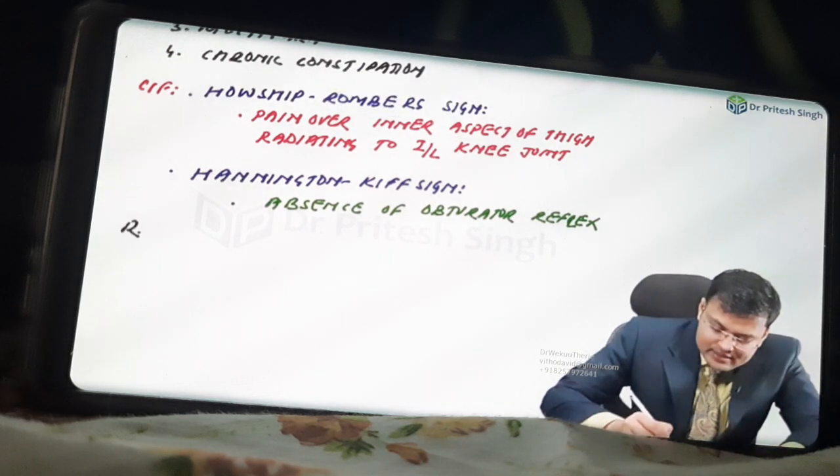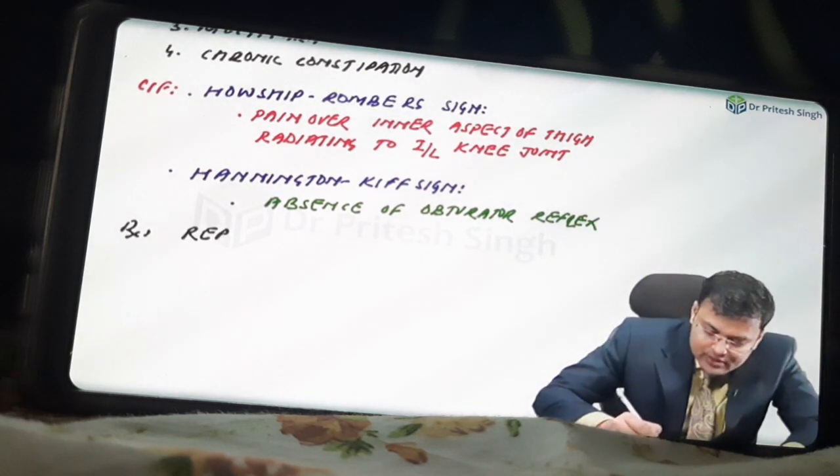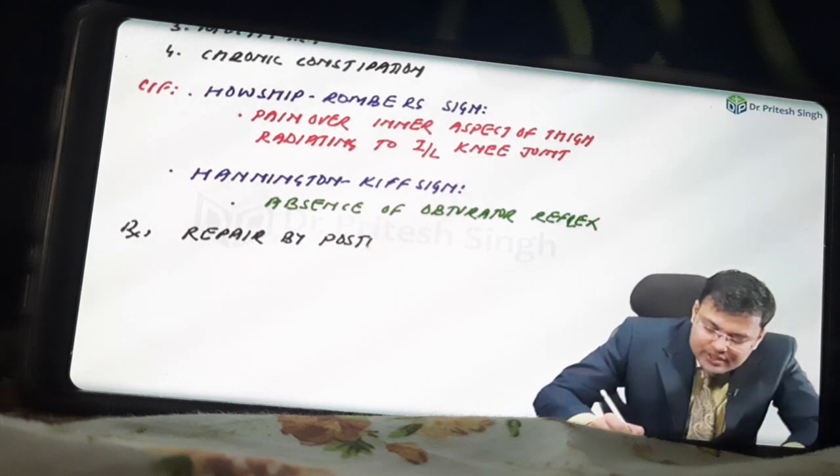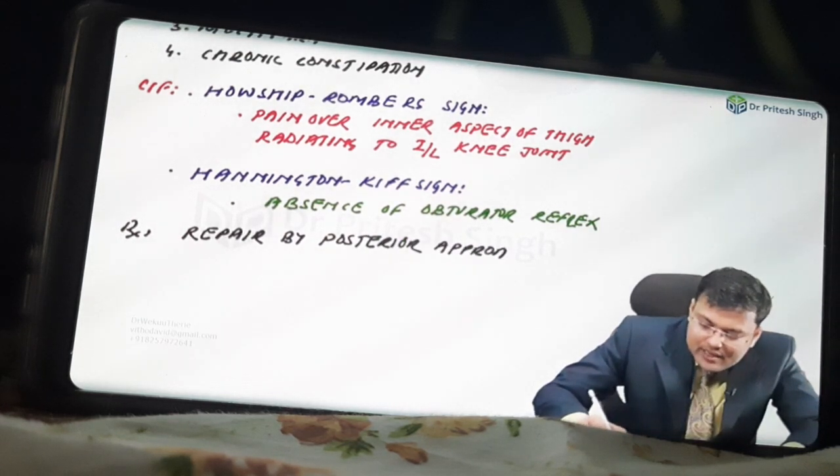How are we going to manage? The treatment is surgical repair by posterior approach. So we perform the repair by posterior approach.